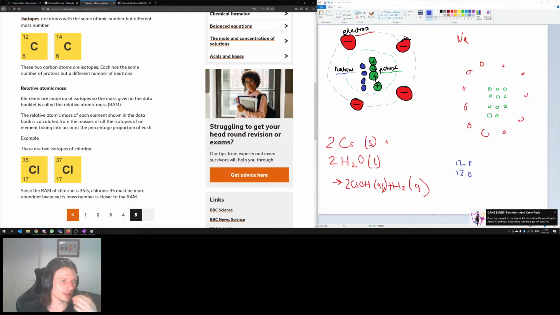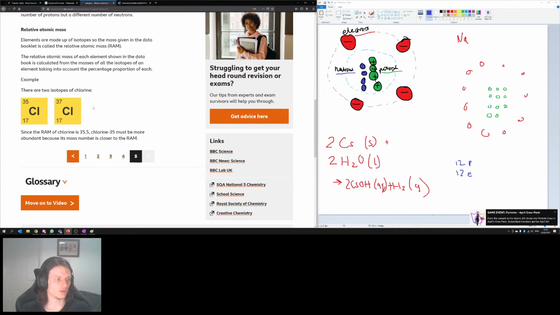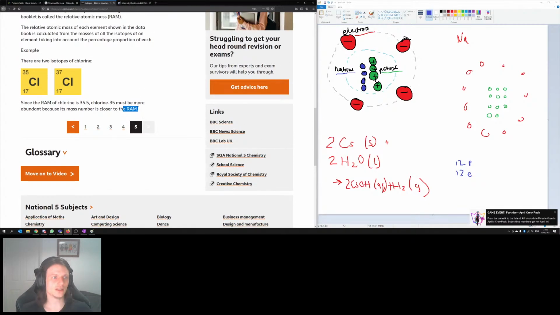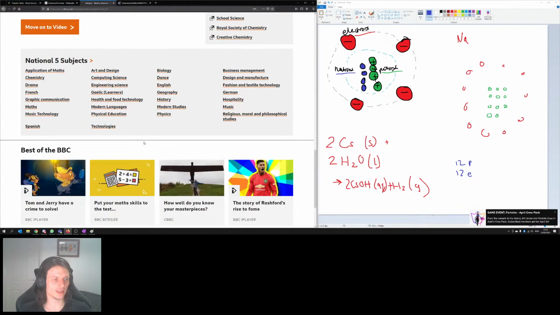Okay, so the relative atomic mass of each element shown in the data book is calculated from the masses of all the isotopes of an element, taking into account the percentage proportion of each. There are 2 isotopes of chlorine. Since the relative atomic mass of chlorine is 35.5, chlorine 35 must be more abundant because its mass is closer to the relative atomic mass. Okay, cool.